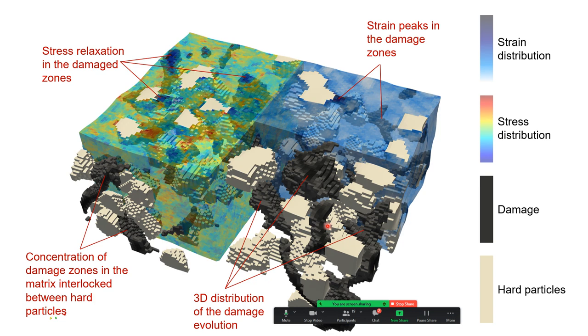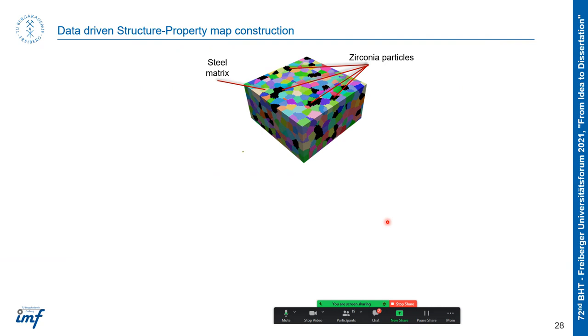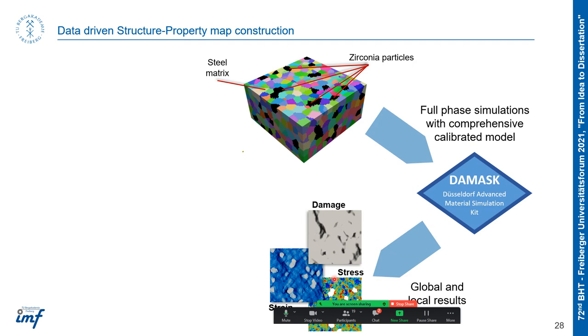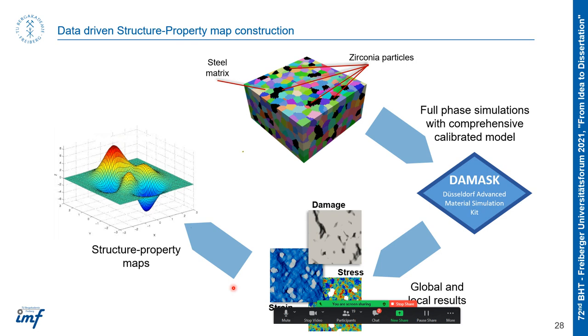So we can use this model for microstructure property modeling, which is something I'm currently working on. I'm at the last phase of my PhD, where I have to develop these kinds of microstructures by changing different parameters, run full phase simulations like I showed you before, a lot of simulations, collect global and local results, and see how these changing attributes affect the local results by using some statistical methods, and then eventually construct structure property maps.